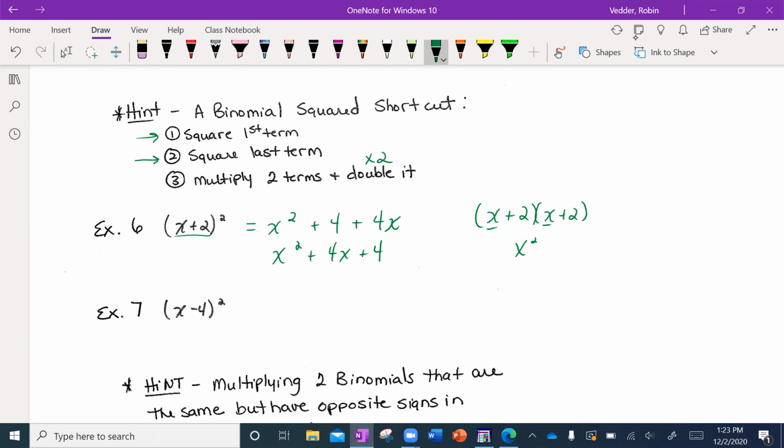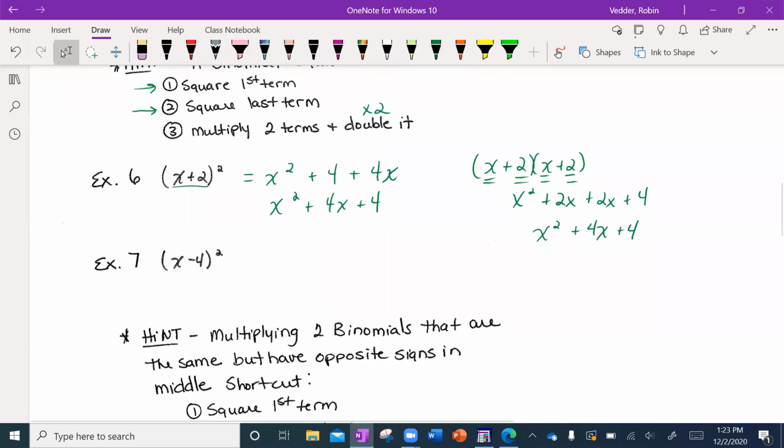First, outside, inside, and last. And when you combine the like terms, you still get the same exact order. Whichever way you prefer, go ahead and use. I'm going to do that process one more time for example 7. Square the first. X squared is just x squared. Square the last. Negative 4 squared, and negative times a negative is positive 16.